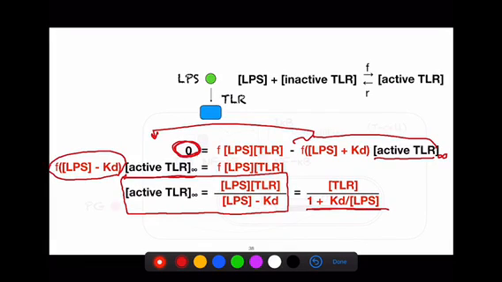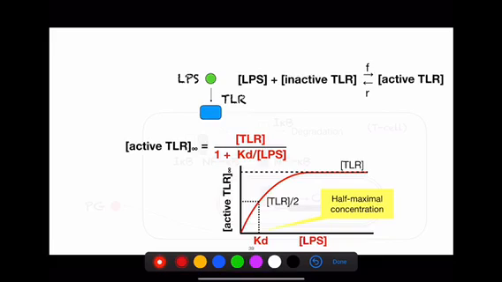This is quite interesting. KD comes in. And LPS can be a variable because there can be different amounts of LPS given. But TLR is a constant. But it can also reflect the state of the cell. Sometimes there will be more TLR receptors expressed, sometimes not. So this gives you an idea of the maximum of active TLR. And all of this will depend on KD.